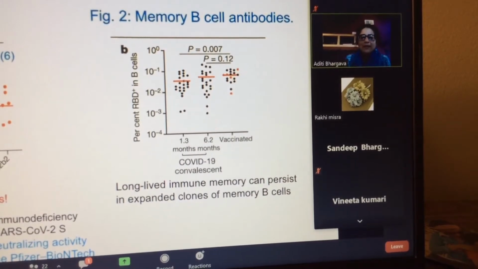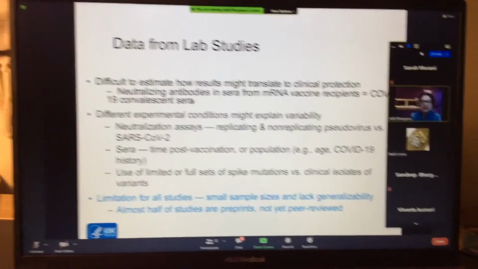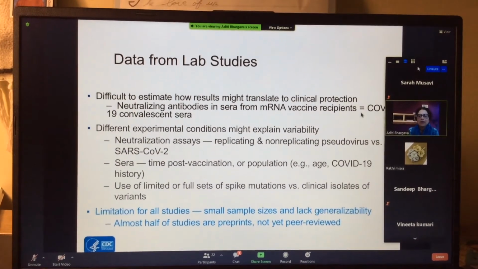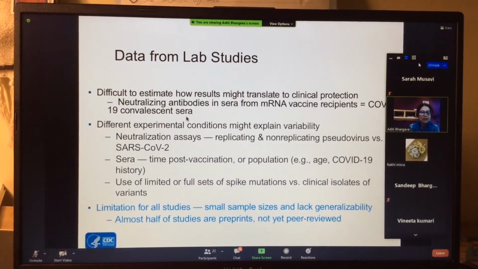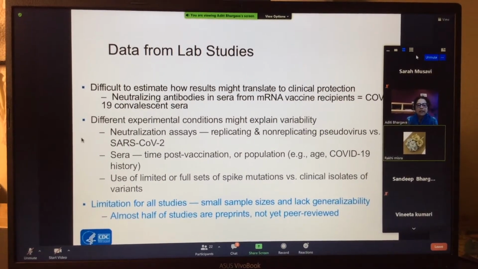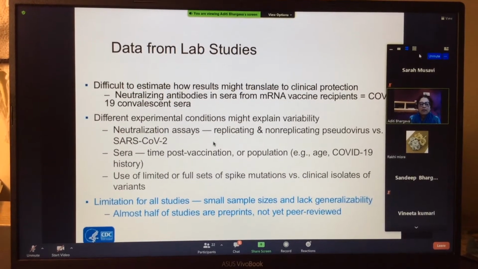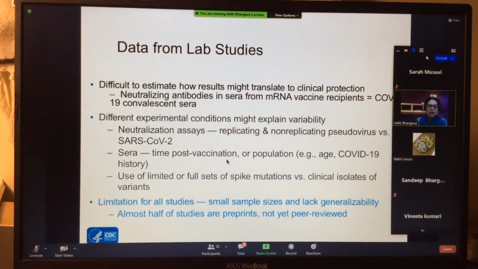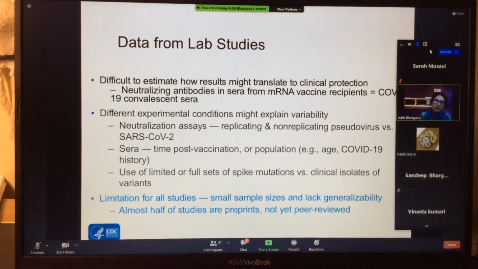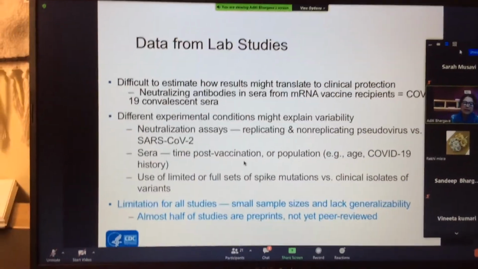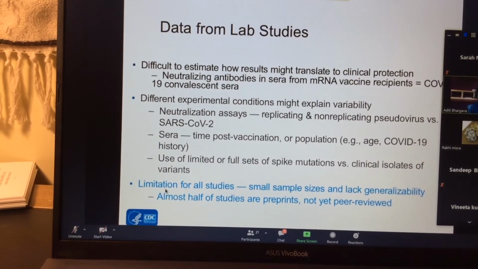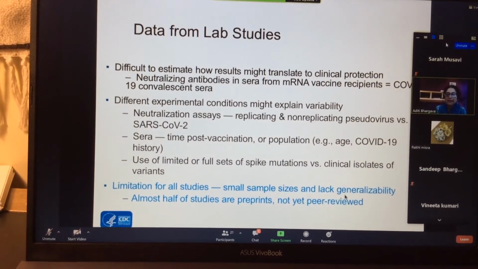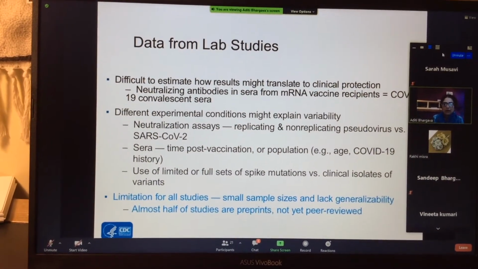With that, the CDC has reached the conclusion that neutralizing antibodies in sera from mRNA vaccine recipients are very similar or better than COVID-19 convalescent sera. I do not completely agree with that conclusion. They do go on to say that all these variabilities can be explained by different methodologies. Of course, we don't know when. They don't tell us how different post-vaccination times are not known. And most importantly, they do state that the sample sizes are very small and you cannot generalize. And yet here we are generalizing from these small sample size studies.